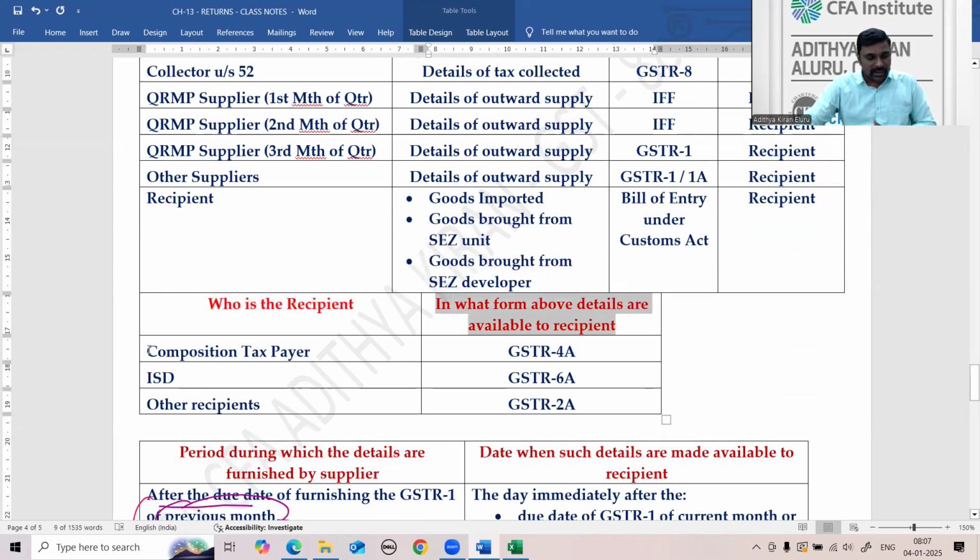If the recipient is a composition taxpayer, details are available to the recipient in GSTR 4A. If the recipient is an input service distributor, the details are available in GSTR 6A.